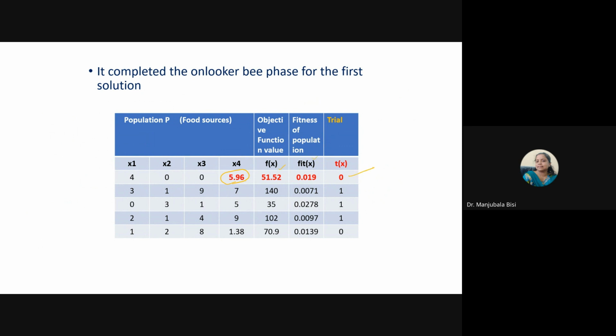So the trial counter is reset to 0. So with this, the onlooker B phase for the first solution is over. Right. Next, what you have to do? You have to apply the onlooker B phase to the second solution. That means OB2. Now OB2, onlooker B2, will try to exploit this food source 3197.